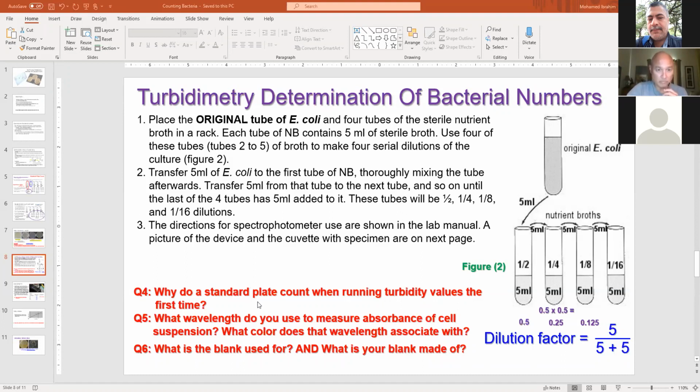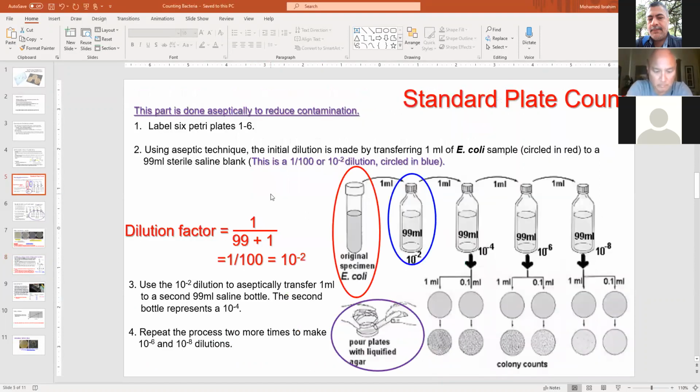And then let me tell you how to do, first of all, the standard plate count, because I know that I already received some homework and I believe they haven't done it right. When you do a standard plate, okay, let me see here what I can do.